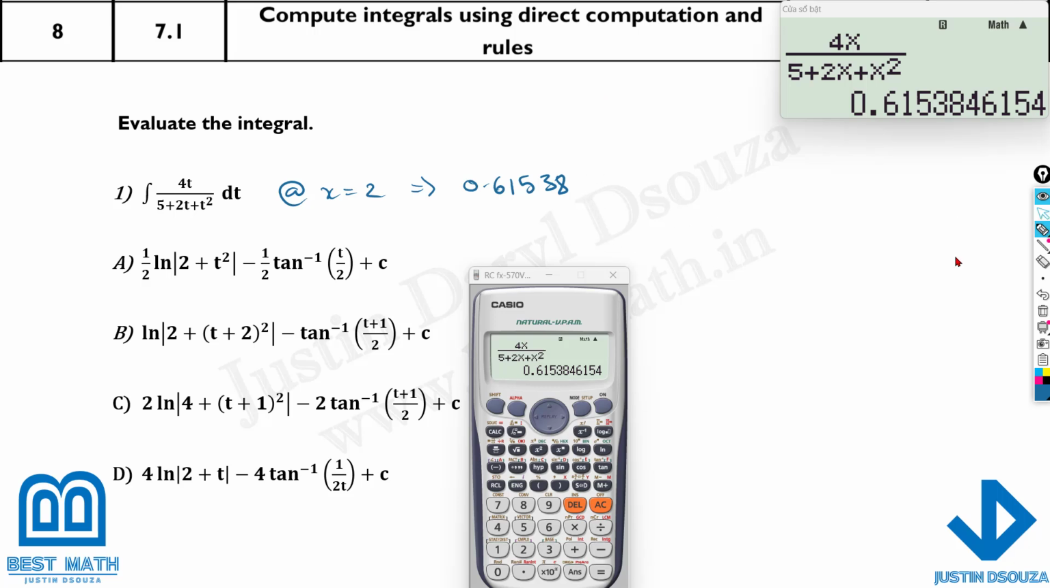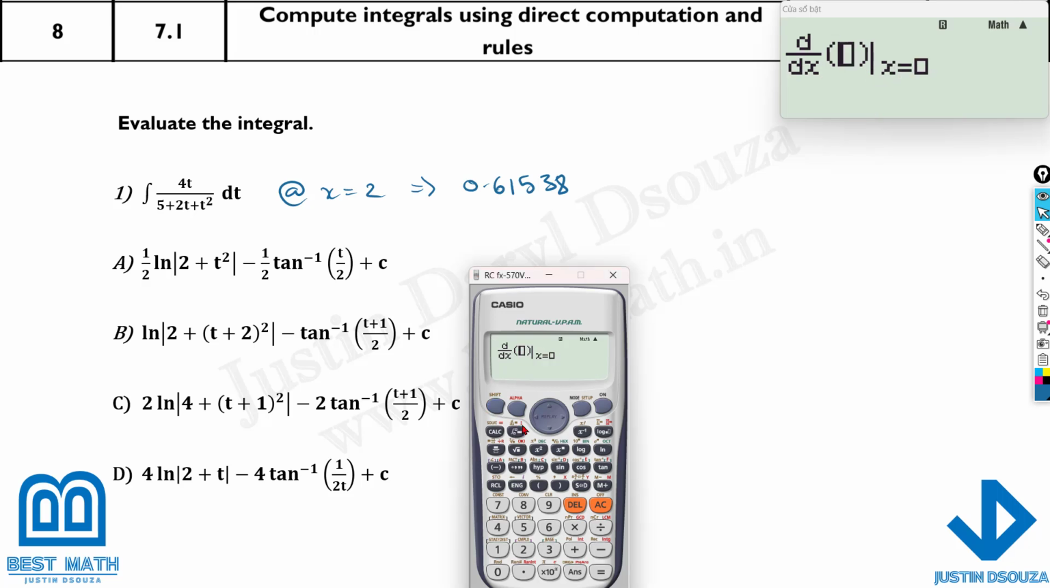This must match with whatever one of these options. Now how do we get it? Shift and dy by dx, and let's type it out. 1 by 2, and then we have ln. It's modulus, so shift and hyp. If it is the latest model of the calculator, it's shift and hyp.